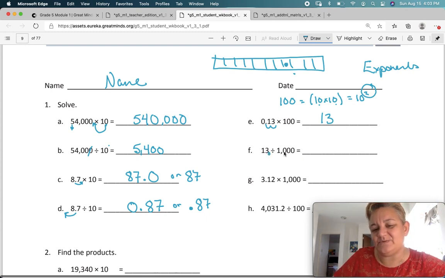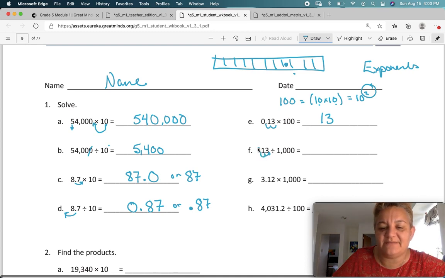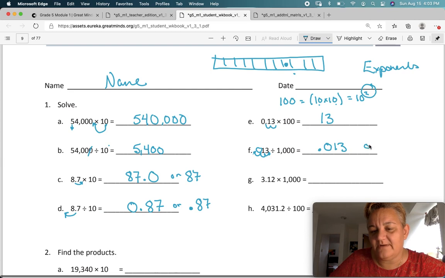Okay, now 13 divided by, so there's that decimal, I'm going to add it in there, divided by 1,000. That means there's 1, 2, 3 zeros there. So I need to move this over 1, 2, but guess what? There's nothing there, so I'm going to have to add a 0, 3, and my new answer is 0.013, or 13 thousandths. Or if you write it like this with the 0 in front, that's still good.